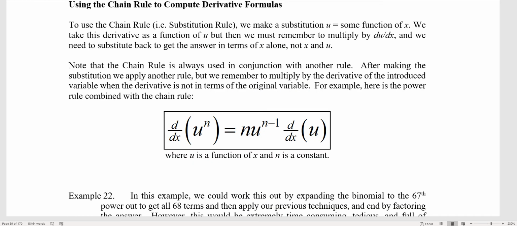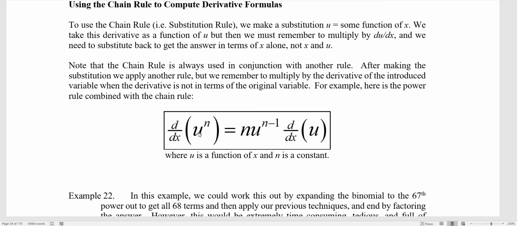Now when we use the chain rule to compute derivative formulas, we're actually using the chain rule always in some form of substitution, where we're applying it in conjunction with another rule. So it's always used in conjunction with another rule. For example, if we have the power rule and we do some substitution to get the power function, where we're taking the derivative with respect to x of u to the n power, where we've made some substitution where u is an expression that's got x's in it, but n is a constant.